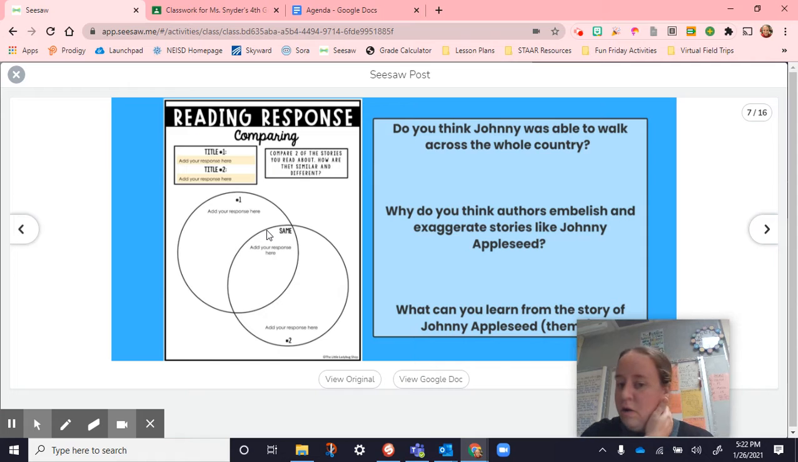And then over here, we compared them. So what did we learn in the first story? What did we learn in the second story? What did they have in common? And then these were 3 things that we talked about at the end. So, do we think that Johnny was able to go across the whole country? Why do you think authors embellish and exaggerate stories like Johnny Appleseed? Like, what's their purpose for adding all those things in? And then, what can we learn from his story? What's the theme? What's that lesson?